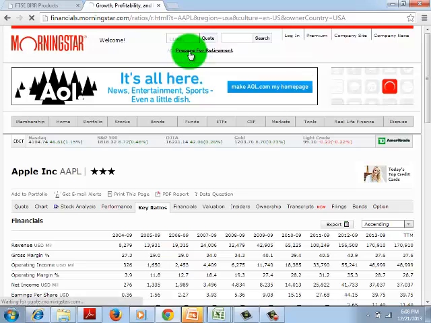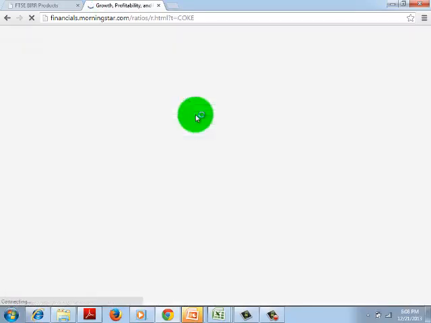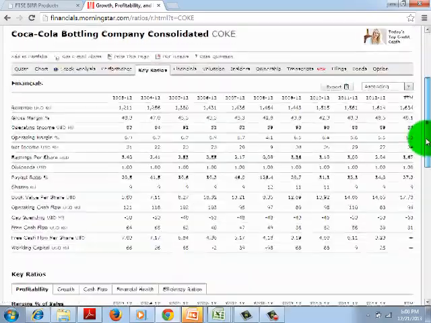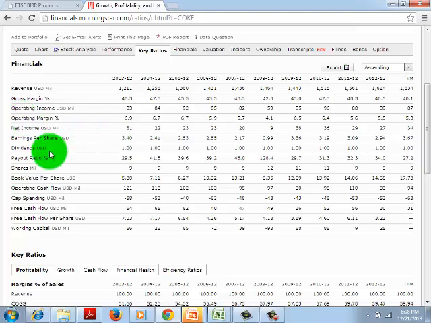Let's see the dividend for Coke. You see dividend, earnings 3.4, 2.4, and so on and so forth. Dividend 1, 1, 1, 1, 1, 1, 1, 1.